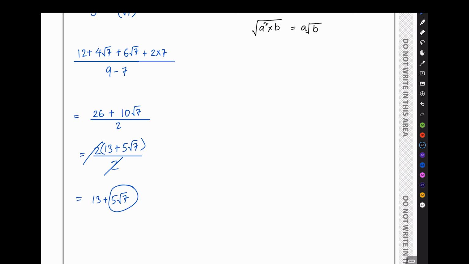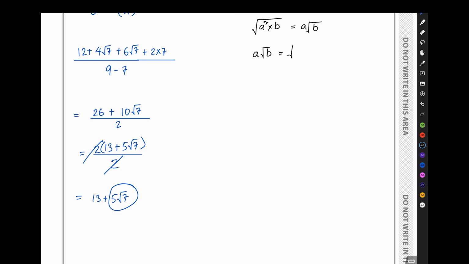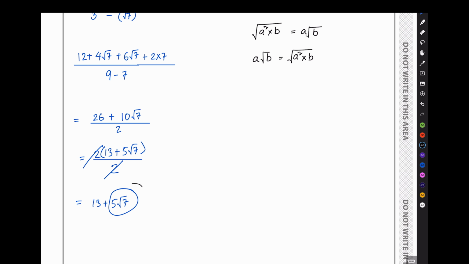I can write it as a square root of b, right? Now, what if I have this a square root of b, and I want to take a inside the square root? I multiply the square of a with b, right? That's exactly what I have to do with this.